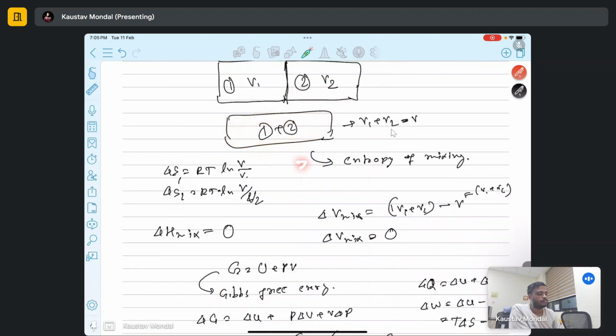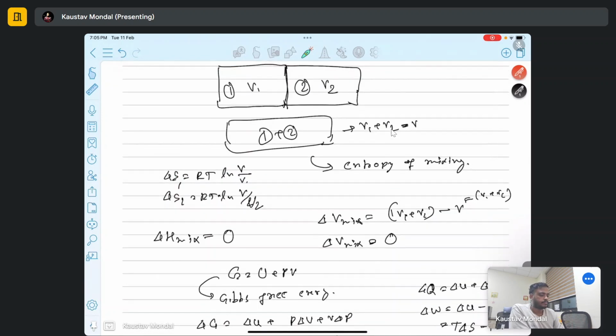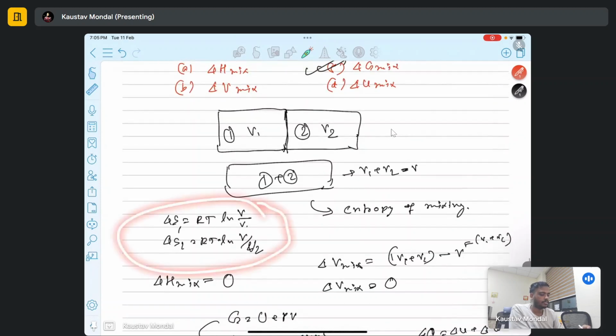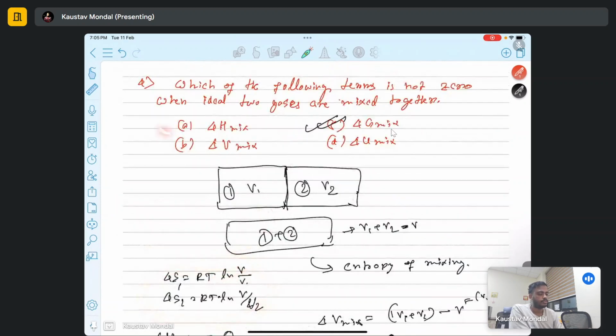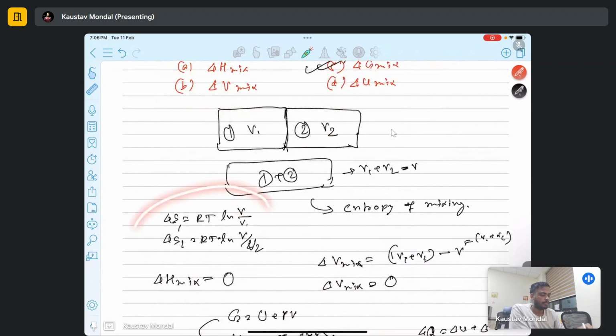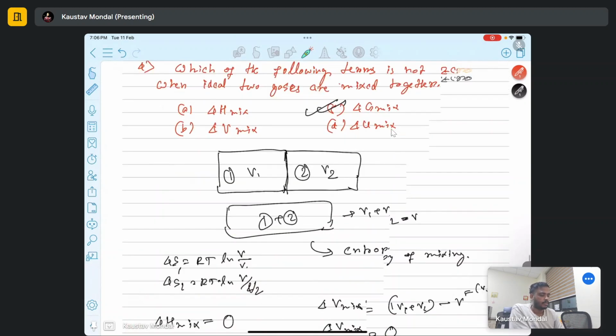Because of that, you have already studied in the previous class that there is a term involved here, known as entropy of mixing, and there will be a change in entropy for the system, delta S1 and delta S2, the change in entropy for gas 1 and gas 2. We use this fact because it helps us determine which of these options will become not equal to 0.